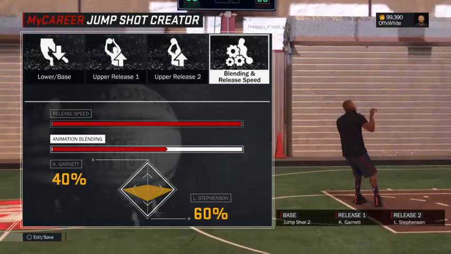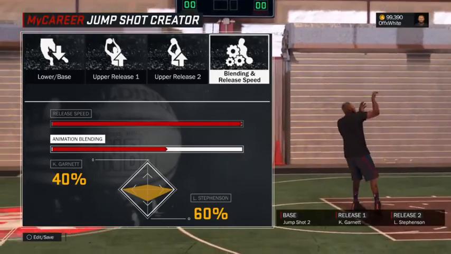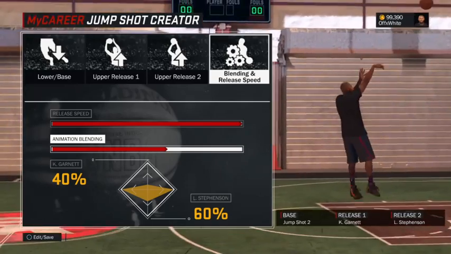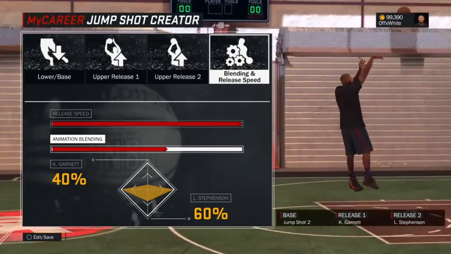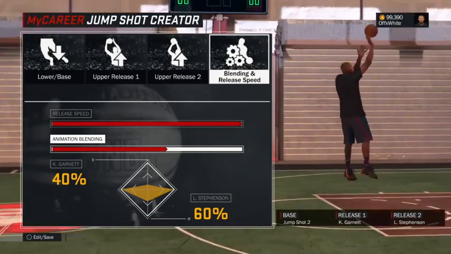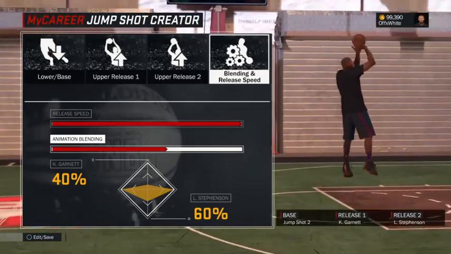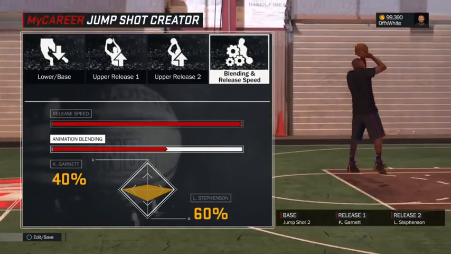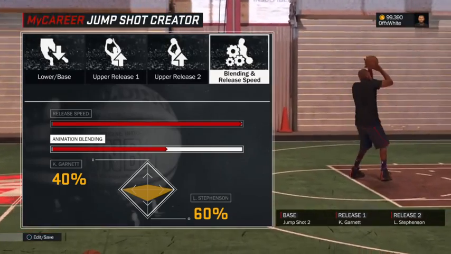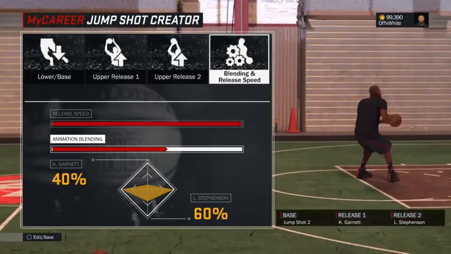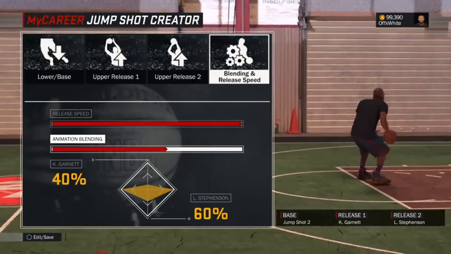Because what you guys are seeing is the My Career Jump Shot creator in NBA 2K17. But this jump shot creator is going to be the new basis for what 2K uses in all roster editing. And I'm so happy about this because this is really the next step. The only thing I feel like it's missing is maybe being able to turn the base's height off.